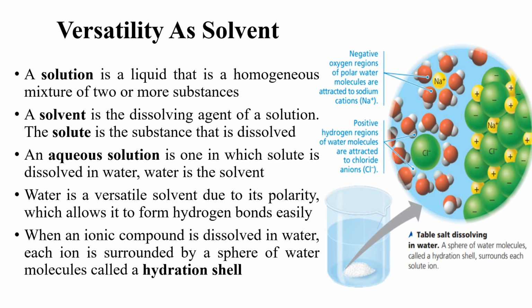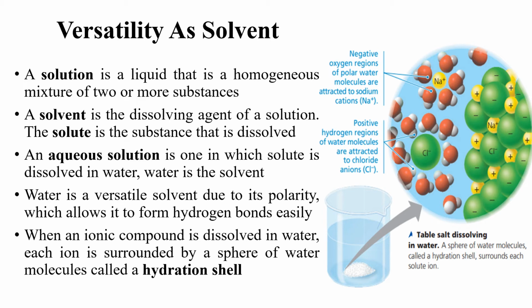Water is versatile as a solvent. It is also known as the solvent of life. A solution is a liquid that is a homogeneous mixture of two or more substances. A solvent is the dissolving agent of a solution. The solute is the substance that is dissolved. An aqueous solution is one in which the solute is dissolved in water. Water is the solvent in an aqueous solution. Water is a versatile solvent due to its polarity, which allows it to form hydrogen bonds easily.